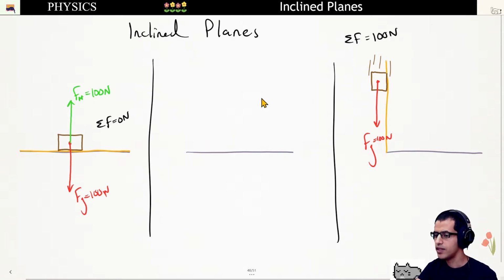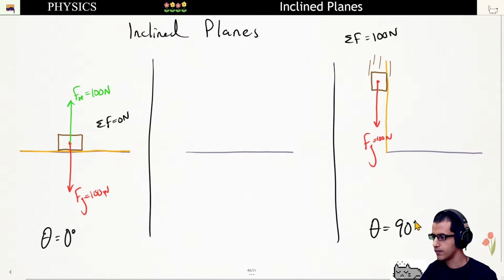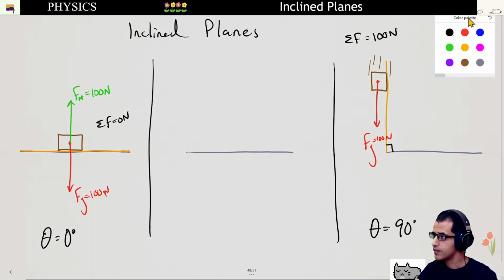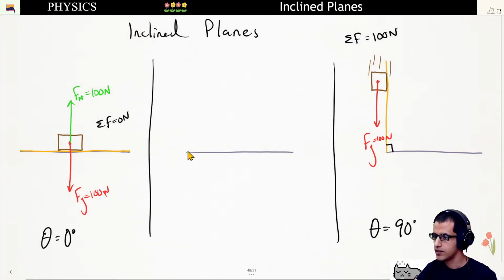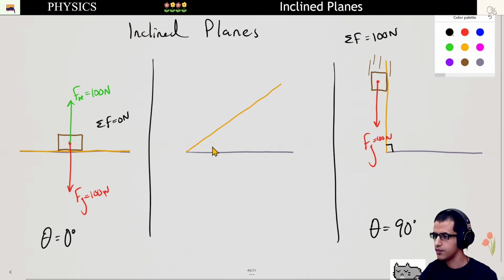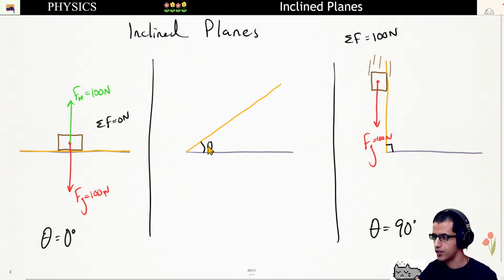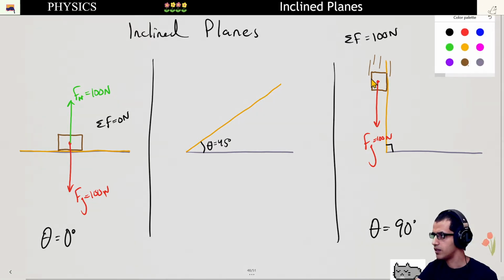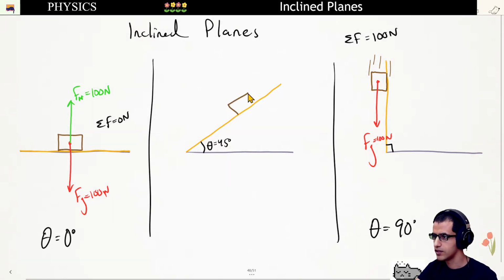Now, we can think of this as a 0-degree incline, this level surface. And this can be thought of as a 90-degree incline here. So what happens in between? We can have a surface like this that is at an angle. Let's pretend that this angle here happens to be a 45-degree angle. What happens when we place our object on this surface? This is our inclined plane.